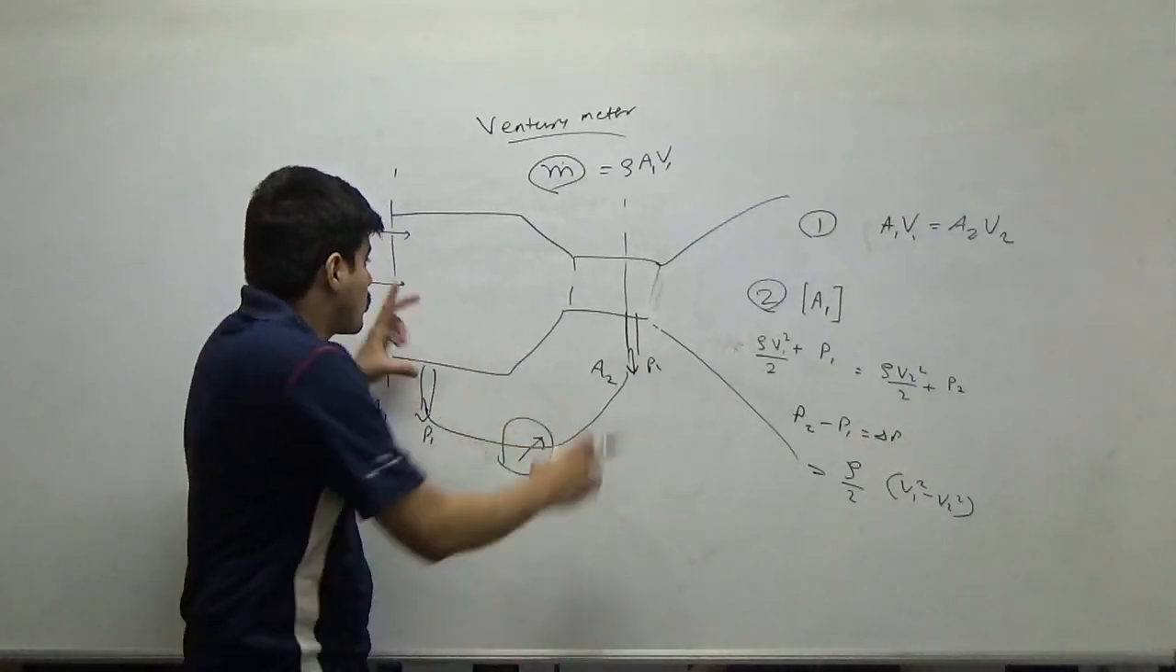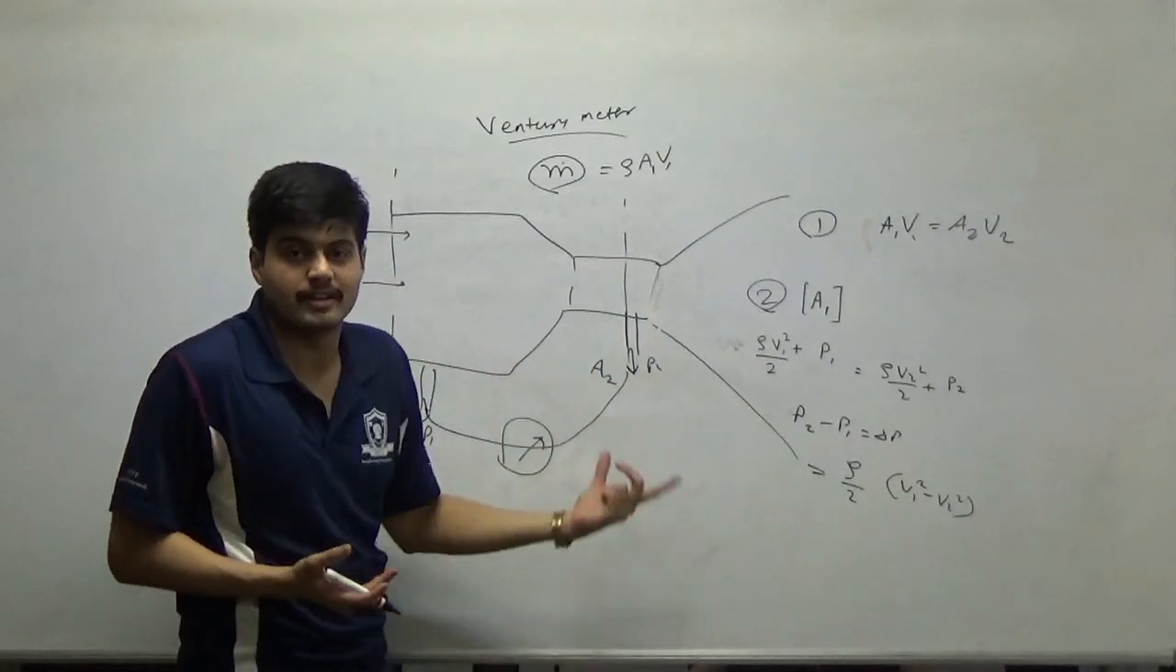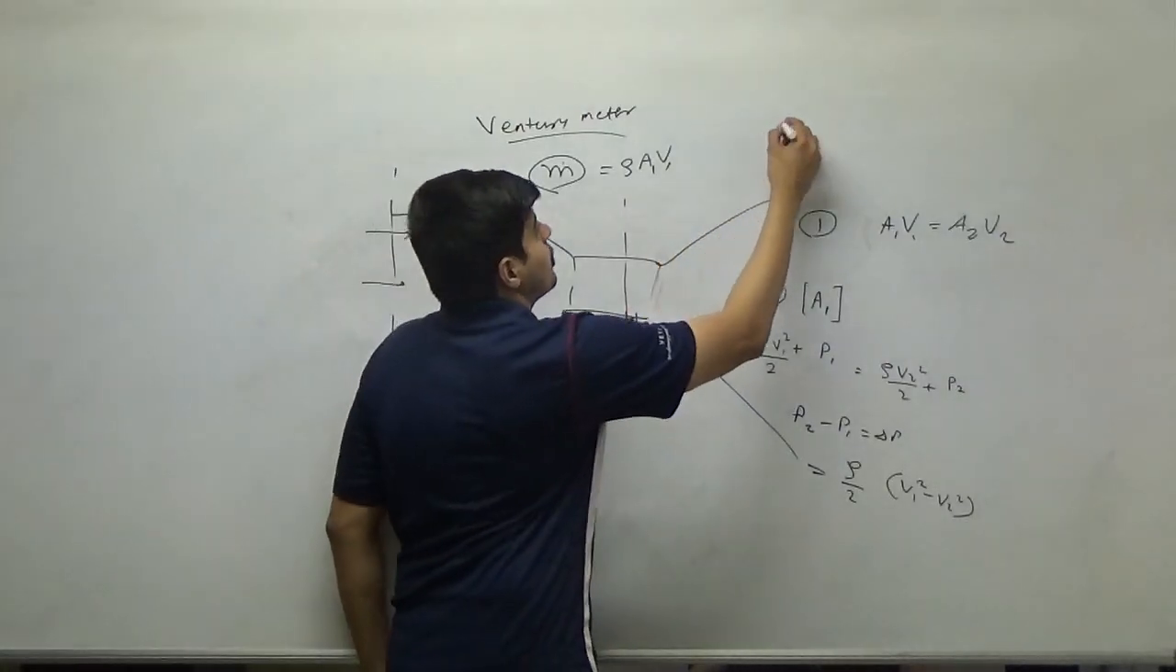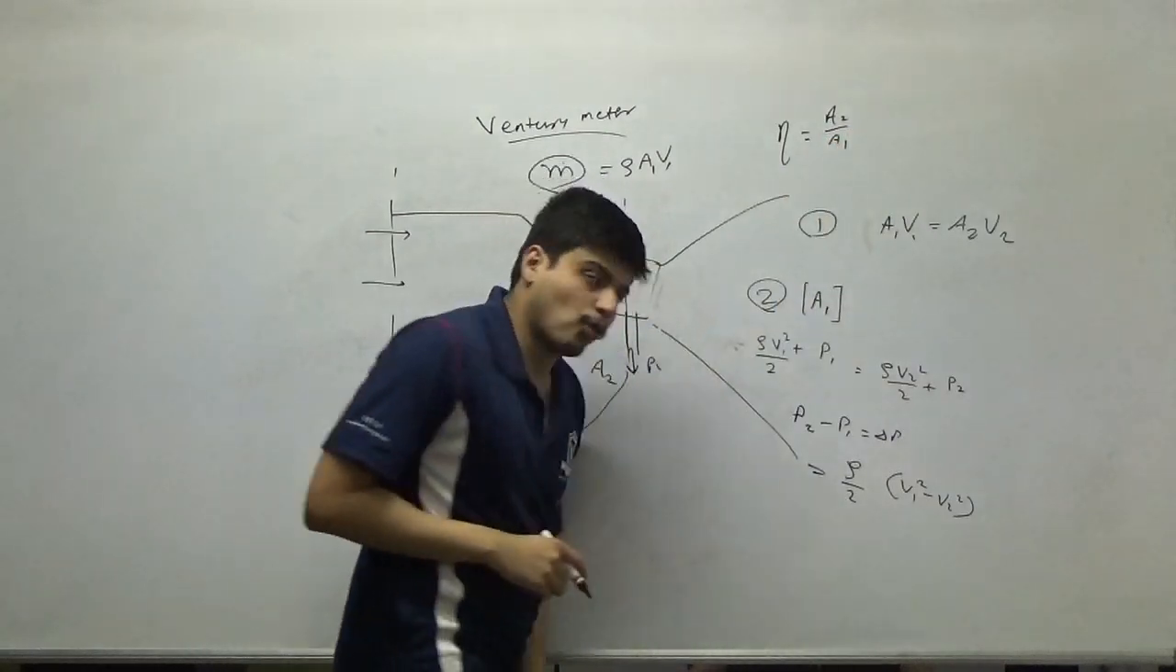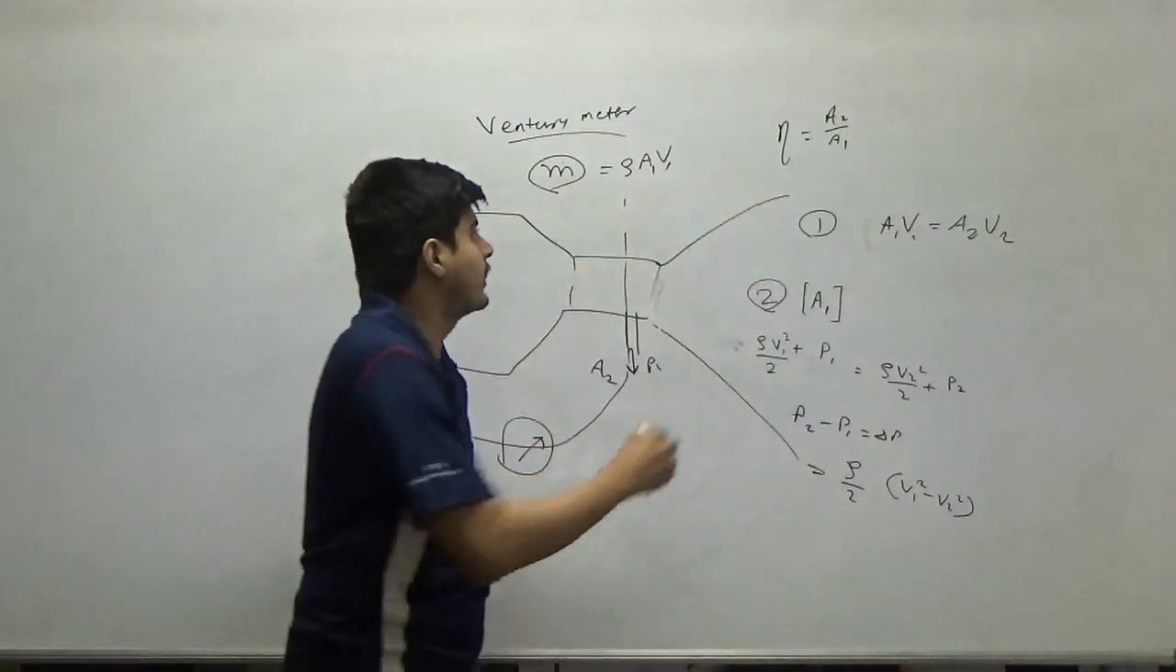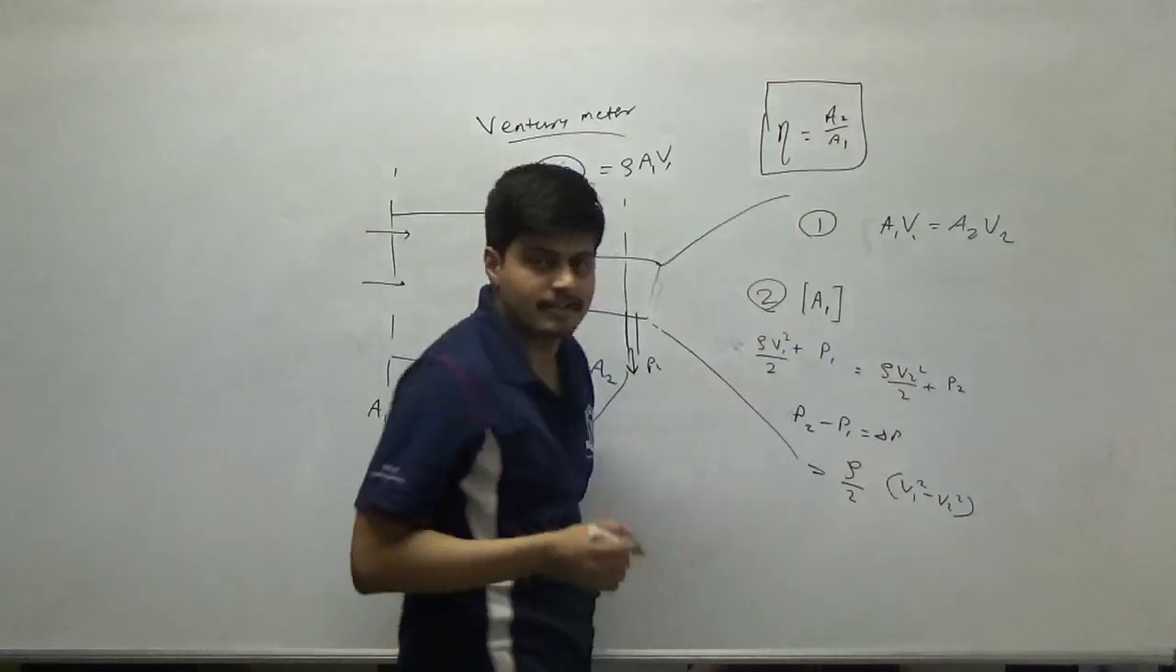I know what my venturi is, so I know what areas are. So it's a given thing, it's a given parameter. Some people introduce eta as A2 upon A1, the coefficient of constriction, but we will come to it. Right? Just be sure to understand this term.